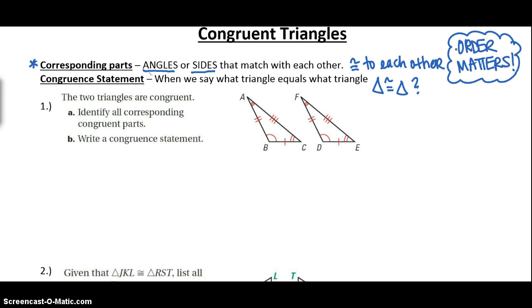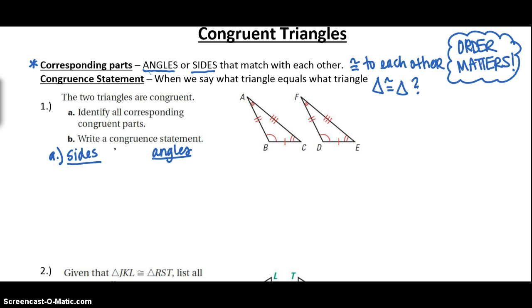Let's look at number one. The two triangles are congruent. So they're telling you these two triangles absolutely 100% are congruent. A says identify the corresponding congruent parts. So for part A, well, a triangle is made up of two things, sides and what? Angles. So we're going to write down the sides first, and then we're going to write down the angles. Okay, so we're going to have two little charts here.